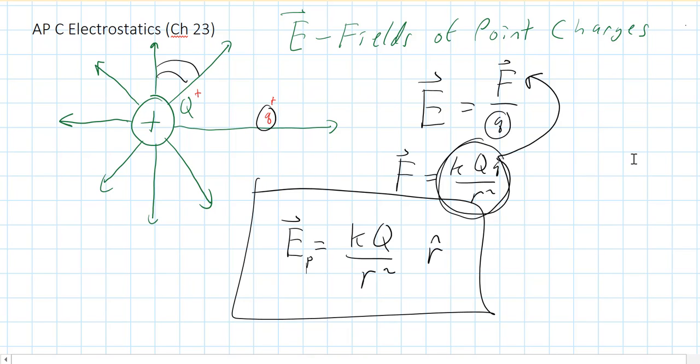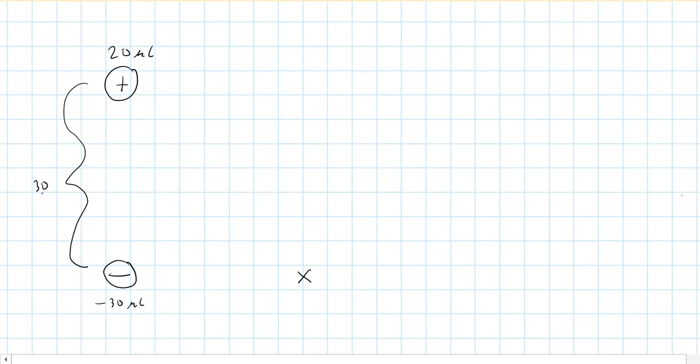So let's say you had a situation with more than 1 point charge. In this case, let's say you had 2 point charges: a positive charge up there and a negative charge down there. And you were interested in this location to the right of the negative charge. I'm going to give you some numbers. Let's say this top charge was 20 microcoulombs. Let's say the bottom charge was negative 30 microcoulombs. Let's say this distance here is 30 centimeters, and this distance here is 40 centimeters.